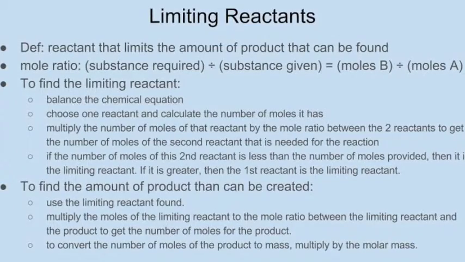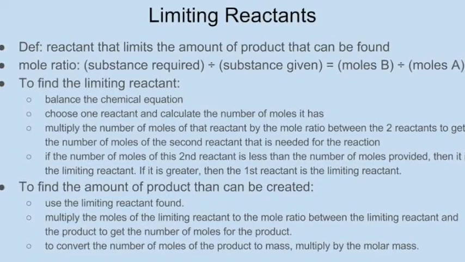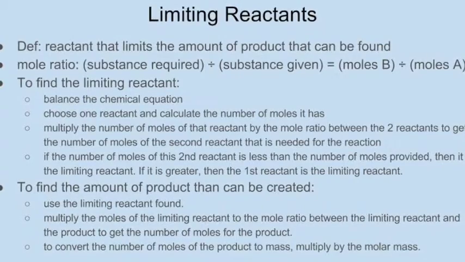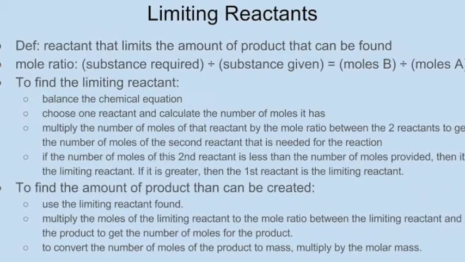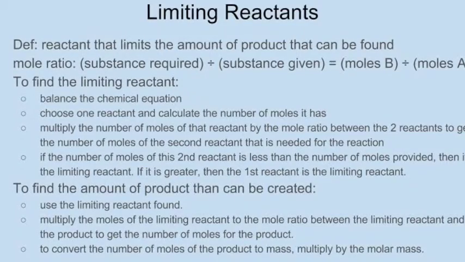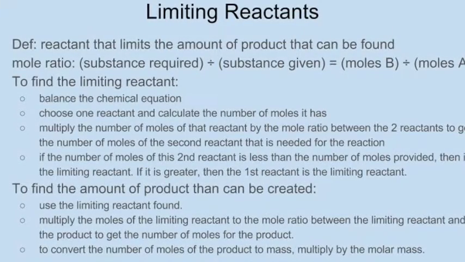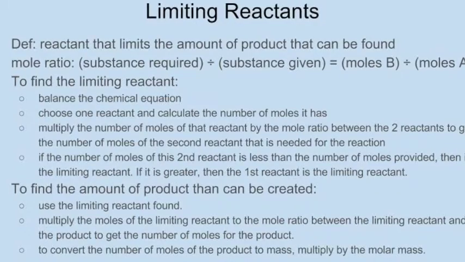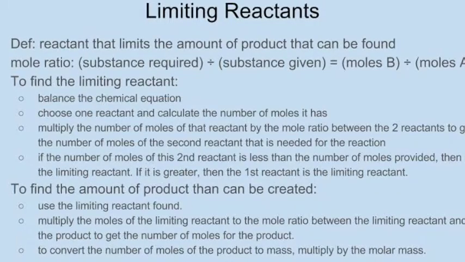So to find the amount of product that can be created, we use this limiting reactant, and we multiply the moles of limiting reactant by the mole ratio between the limiting reactant and the product to get the number of moles of the product. So to convert this number of moles of the product to mass, we multiply it by the molar mass, and that gives us the amount of product.